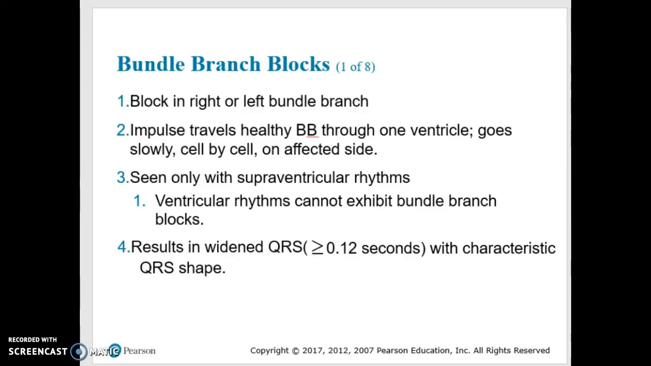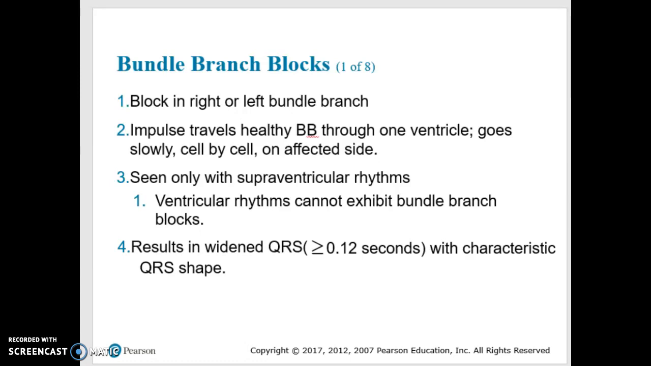Hey guys, now we're going to talk about bundle branch blocks. As we go through this, when we talk about the bundle branch block, we need to think about the bundle branches. We've been talking about the conduction pathway. We know that the electricity starts in the SA node and it travels down through the AV node. Now we're talking about issues once we get to the bundle branch.